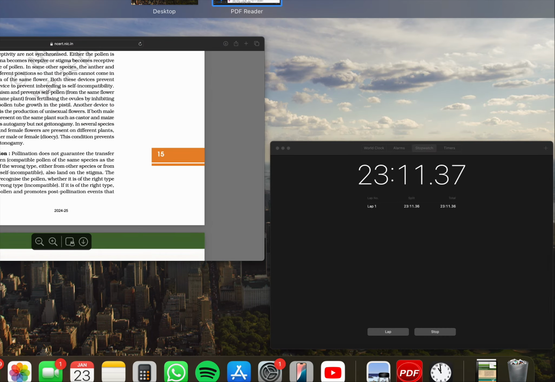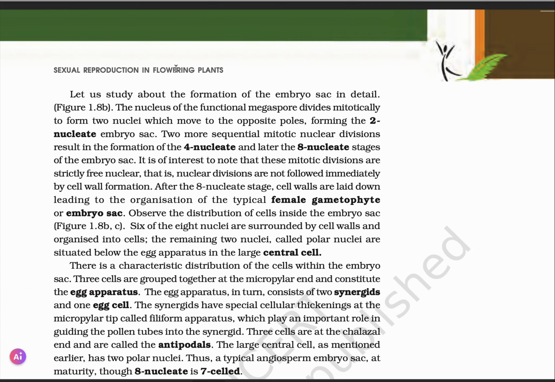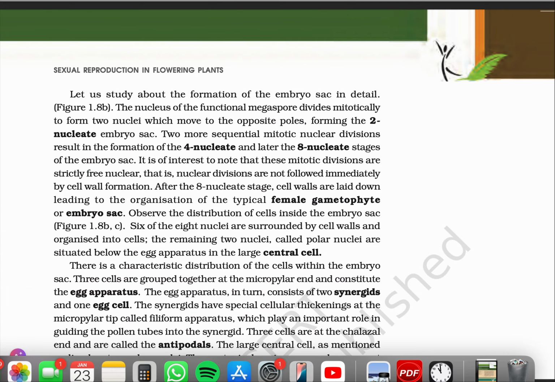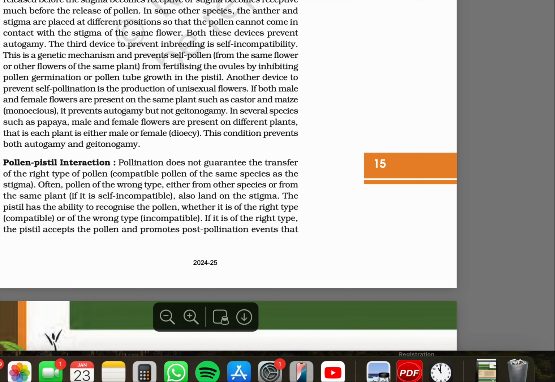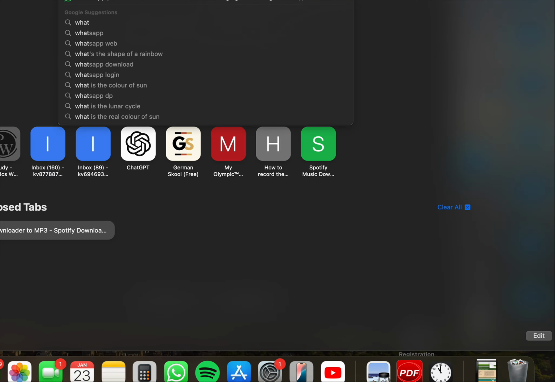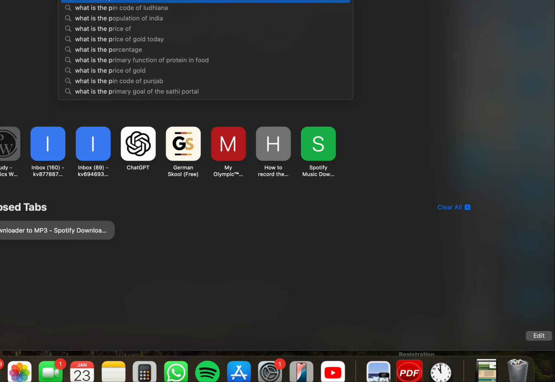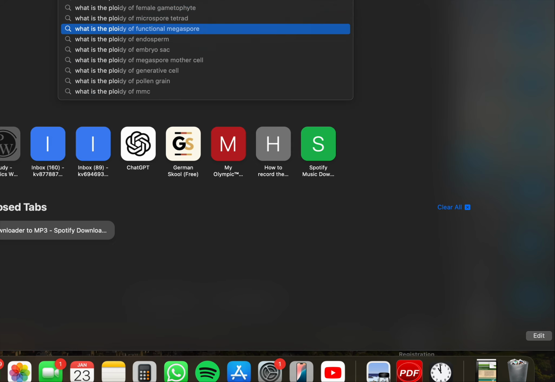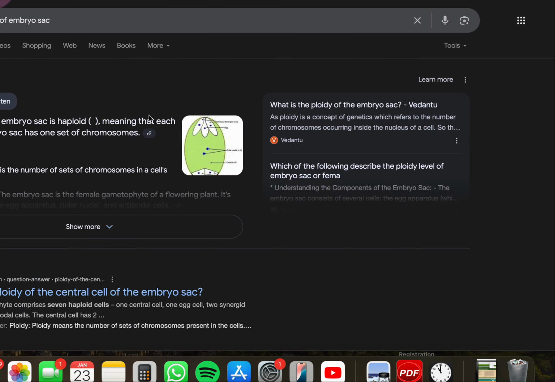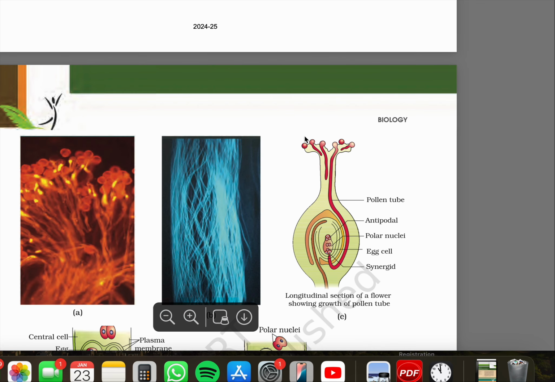Let's check it once. What is the ploidy of the functional megaspore? So ploidy n, yeah, it is n. We could remember that as well.